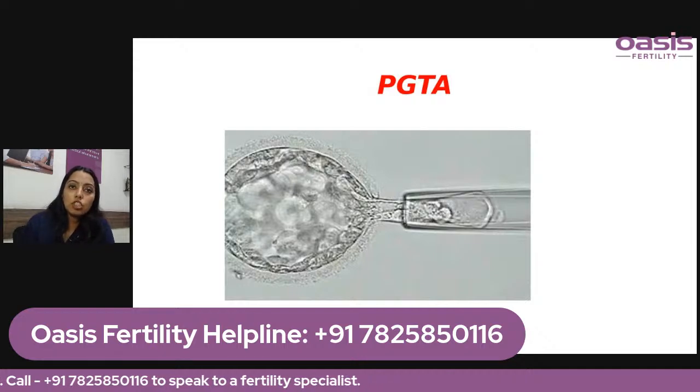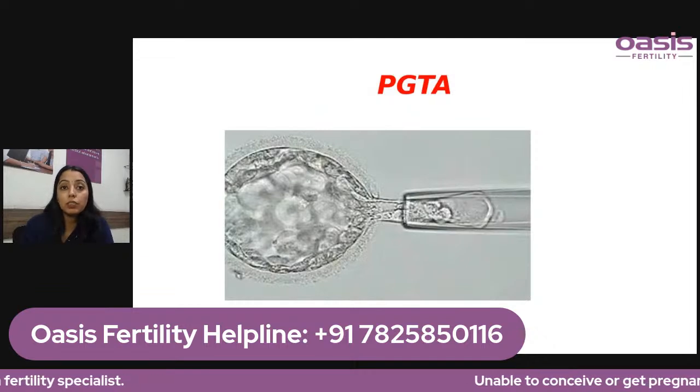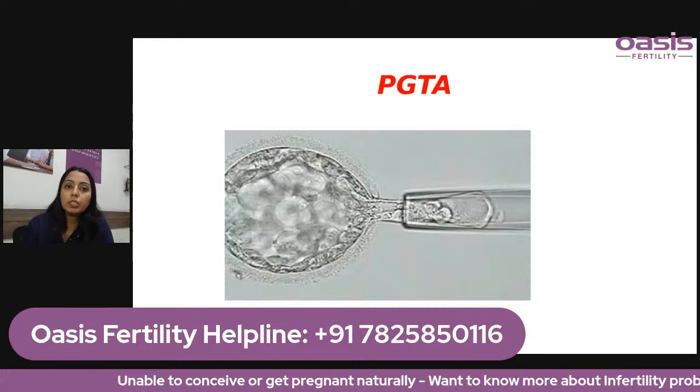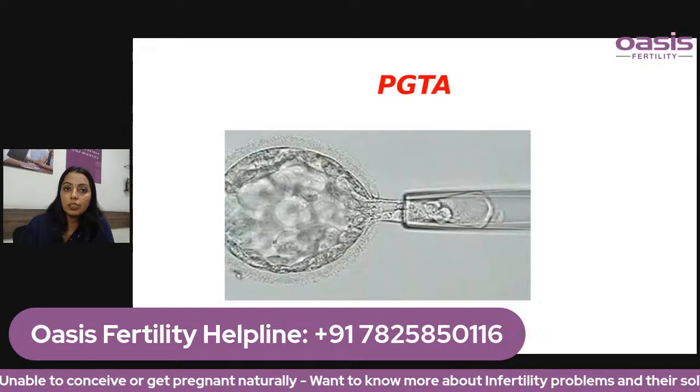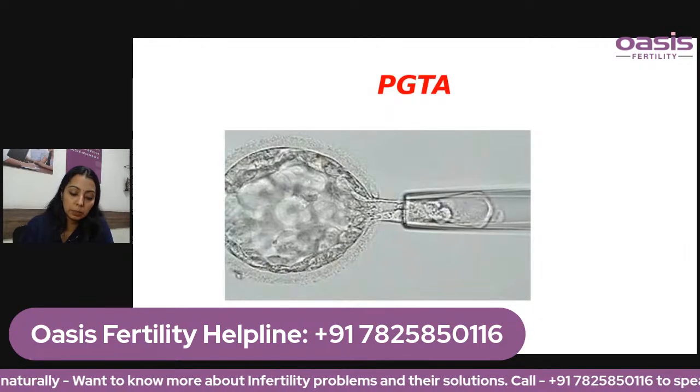Now, pre-implantation genetic testing means that we are testing for these abnormalities before transferring the embryo to you. And how do we do that? This is a blastocyst stage embryo. We biopsy about 5 to 10 cells from this embryo and we send them for testing for various abnormalities.